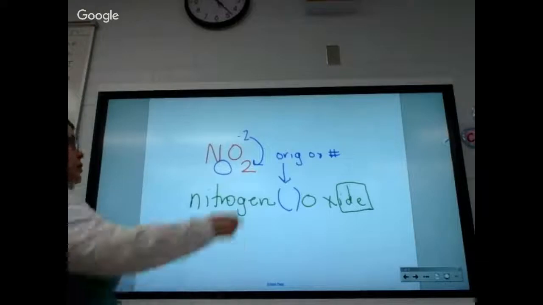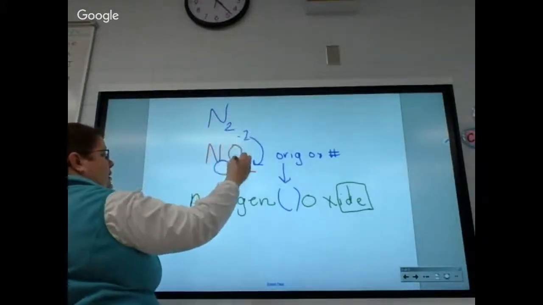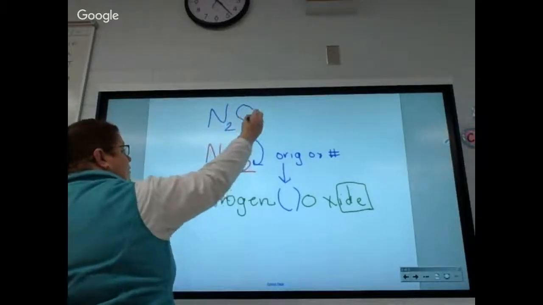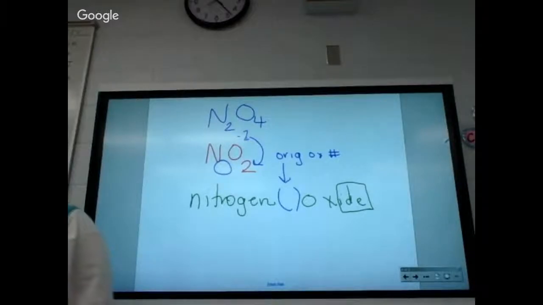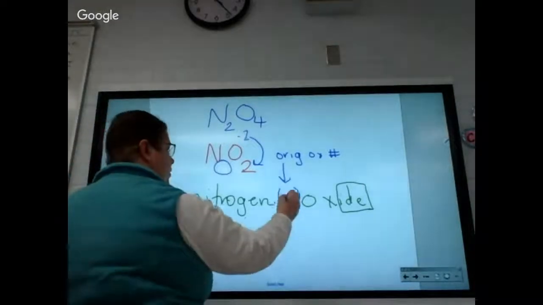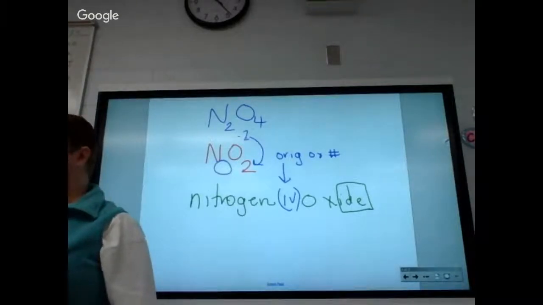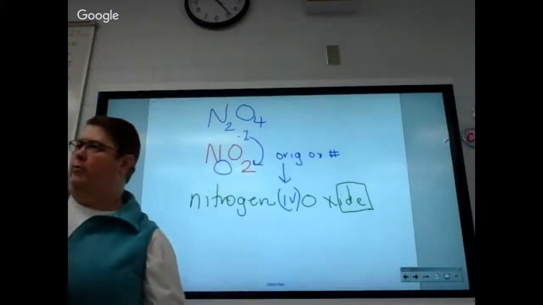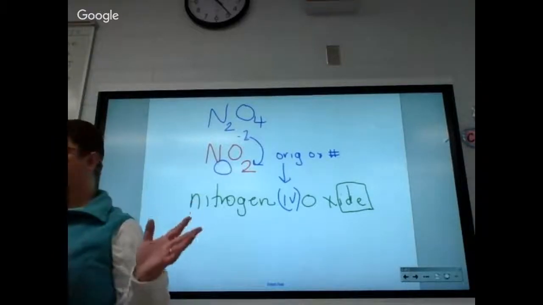2 times 1 is what? 2 times 2 is what? That formula used to be N2O4. What number came from the nitrogen before it was reduced? 4. That's the number that goes there. It's irrelevant if that number's on the blue sheet or not. The blue sheet is only there to tell you, do I need the Roman number or do I not need the Roman number? It's the only function.